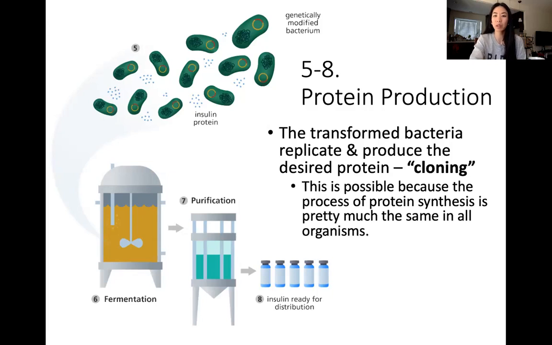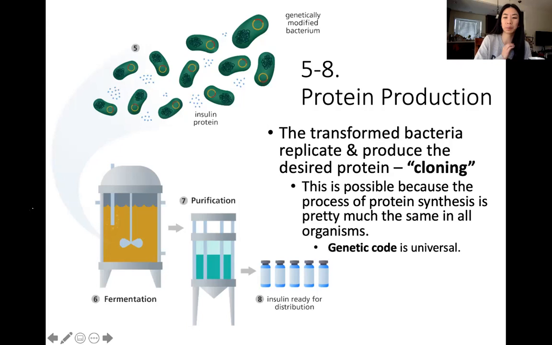factory. So this is possible because the process of protein synthesis is pretty much the same in all organisms. This means that bacteria cells, human cells, we have the same genetic code. We have the same, like DNA is still GCAT, RNA is still GCAU. And so bacteria cells can produce human proteins for us. So the genetic code, when I say it's universal, like pretty much all living things use the same genetic code. We call this a conserved process.